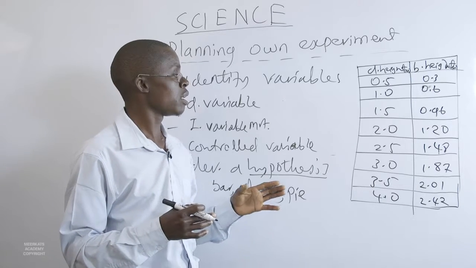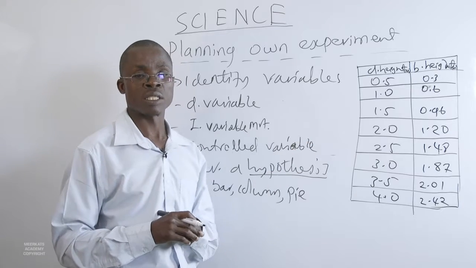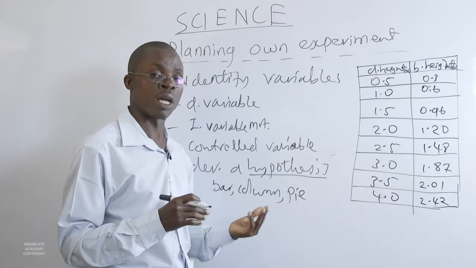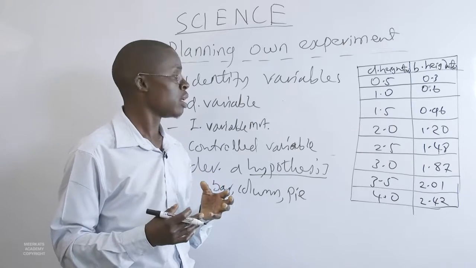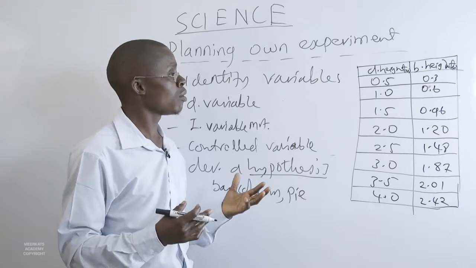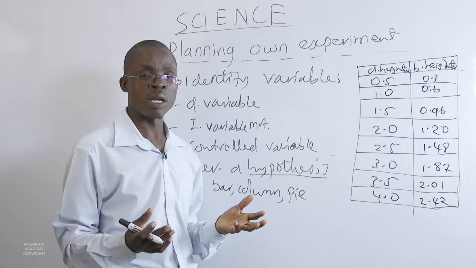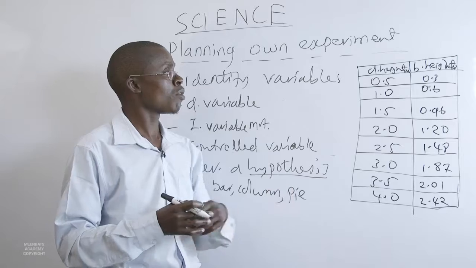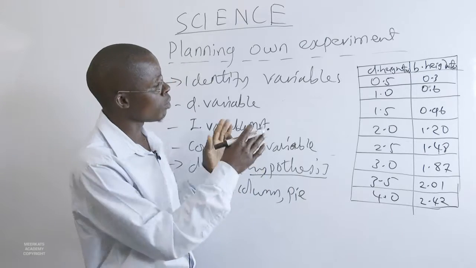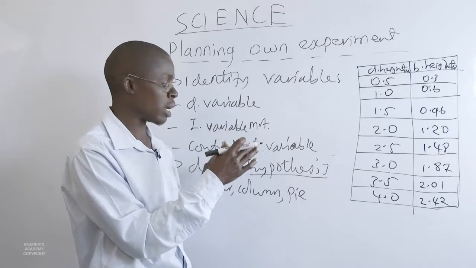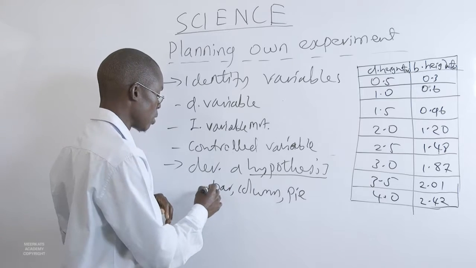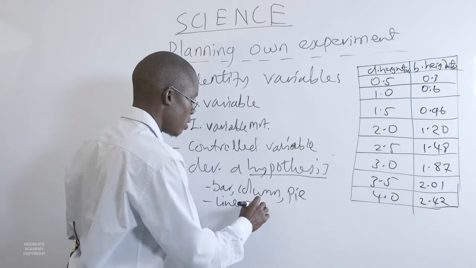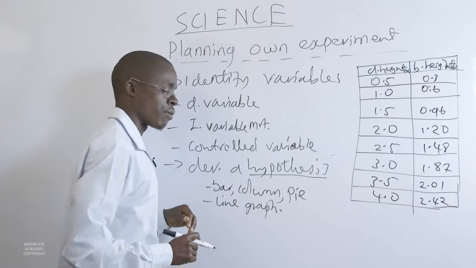Cannot be quantified in terms of figures. But if you get one that can be, the variable can be quantified by figures. This variable of dropping height and that variable of bouncing height is being quantified using figures. Then in such a case, you can use a line graph.